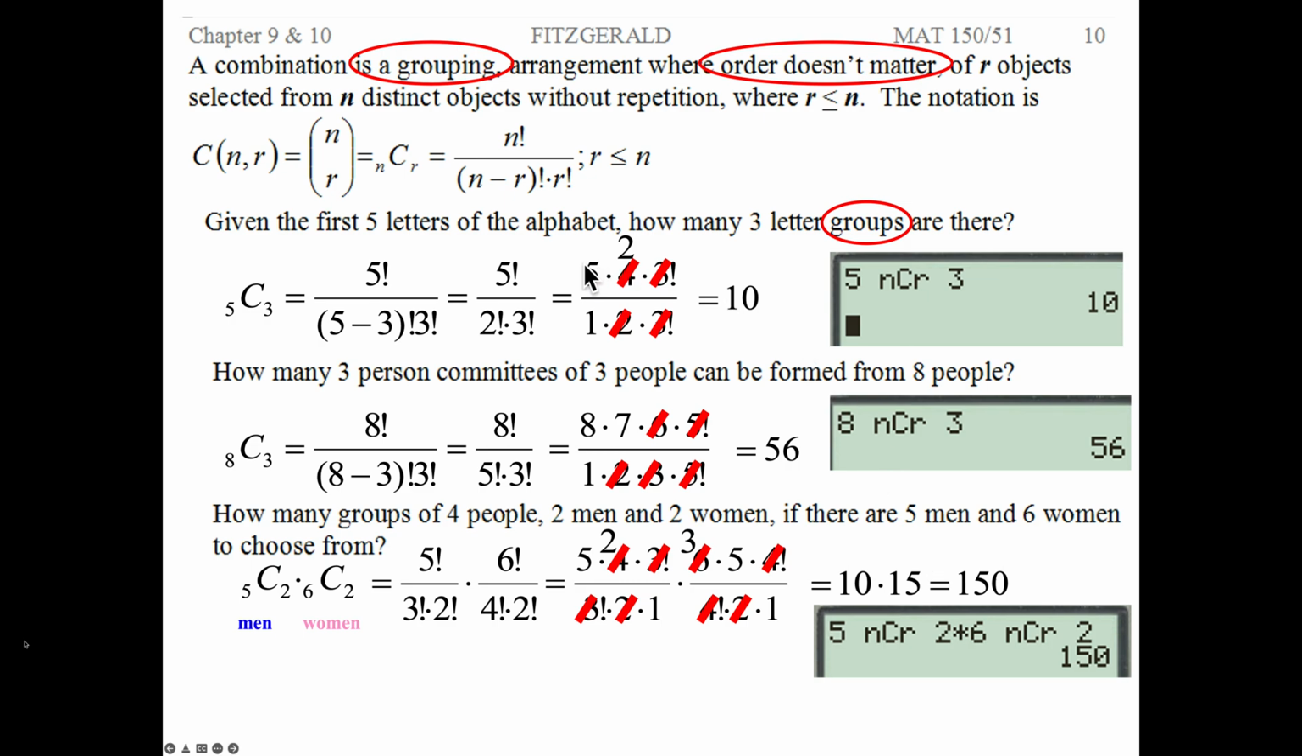So again, combination, important to understand. Order doesn't matter.